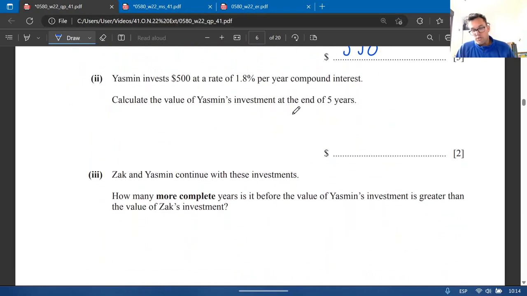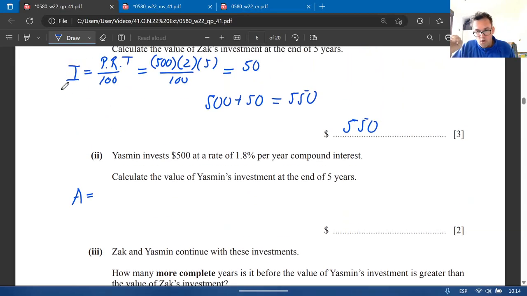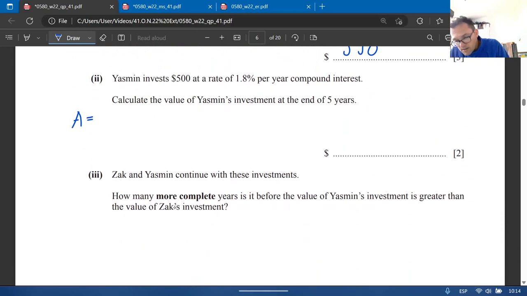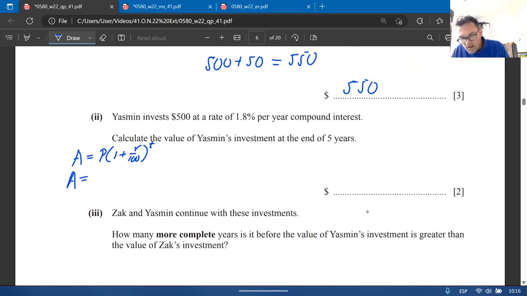Now the next one is compound interest. Remember the formula for compound interest. It's the amount, which is the total amount, which is the value of the investment, which is different from the formula for simple interest, which only gives us the interest, the I. So that I and that A are important. They mean different things. A is the principal amount times 1 plus the rate over 100, to the power of time. So substituting values in there, the principal is 500, 1 plus, and now the interest rate is only 1.8, not 2. And it's 5 years, so let's put that in.